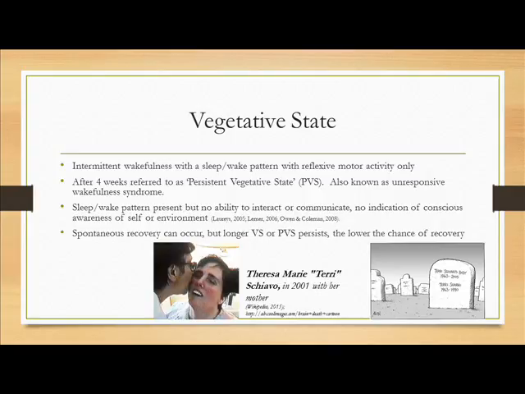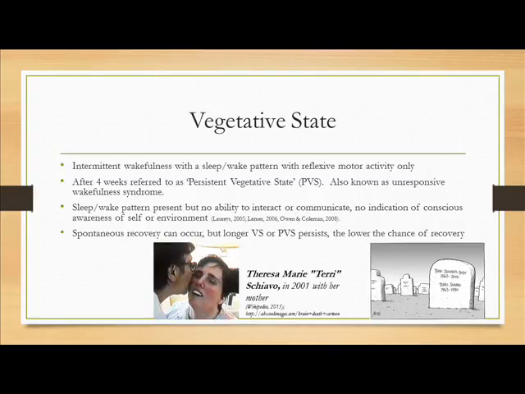Vegetative state has a sleep-wake pattern, however reflexive motor activity only, with no indication of conscious awareness of self nor environment. After 4 weeks, it is considered to be PVS, persistent vegetative state, which is also known as unresponsive wakefulness syndrome. A very famous case of a person with PVS is Terri Schiavo in the US.